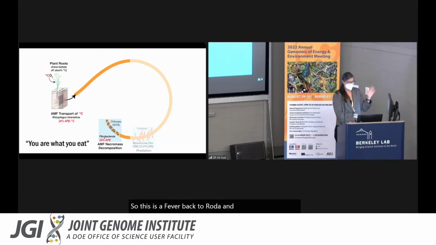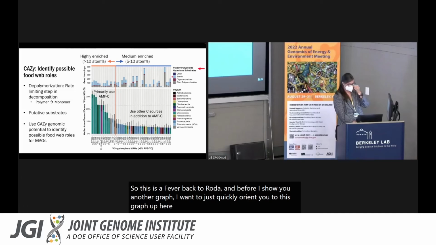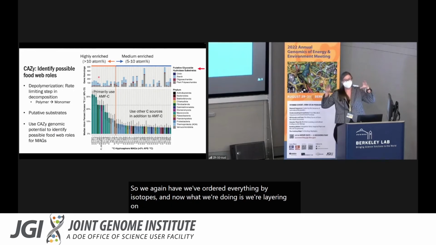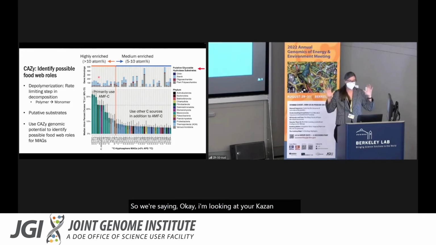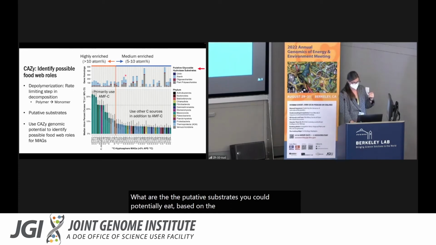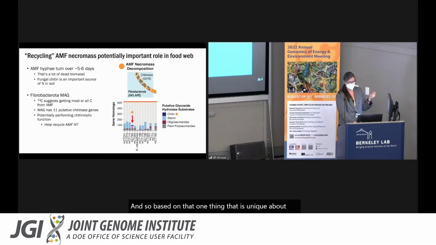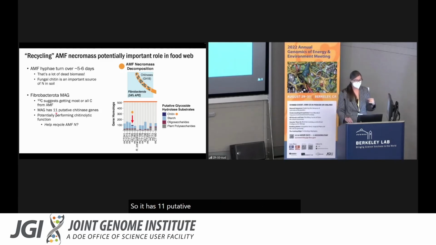Before I show you another graph, I want to quickly orient you to this graph up here. Again we've ordered everything by isotopes, and now we're layering on top of that information about the MAGs. So we're saying, okay, I'm looking at your CAZymes. What are the putative substrates you could potentially eat based on this gene content? Based on that, one thing that is unique about this particular genome is it has a lot of chitinases compared to the other MAGs. It has 11 putative chitinase genes.